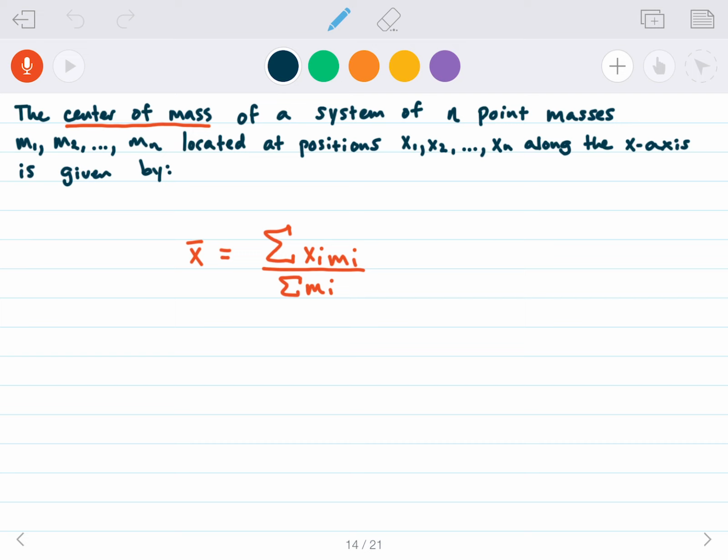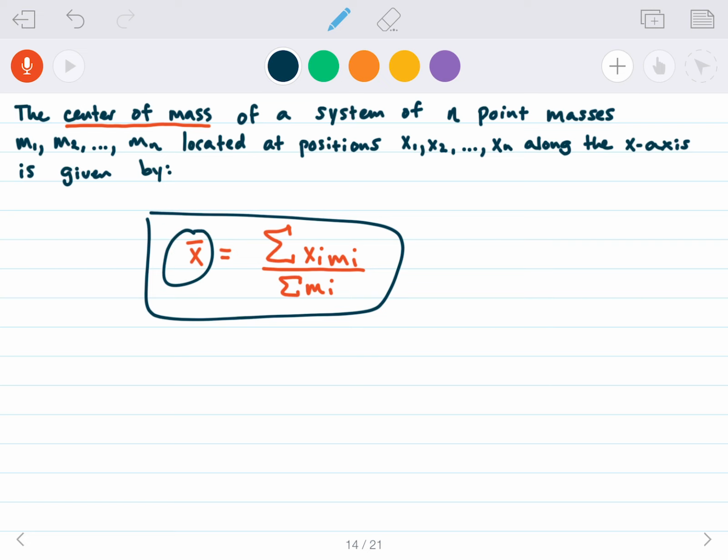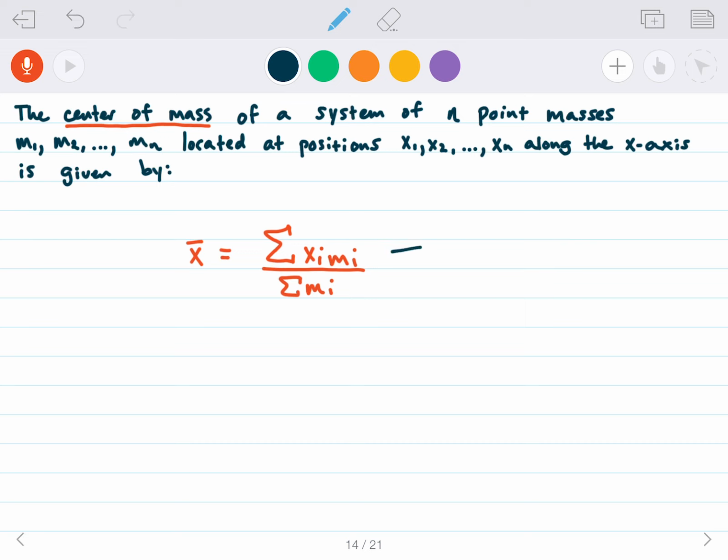Okay, so what we just talked about, the kids on the seesaw, those are called point masses. So the center of mass of a system of n point masses located at positions x1, x2, all the way to xn along the x-axis is given by this formula. And basically, we use x bar to indicate the center of mass. And all this is saying is the sum of the moments, this is on top, right? We're taking displacement times the mass and we're adding them all up, however many things are in our system.